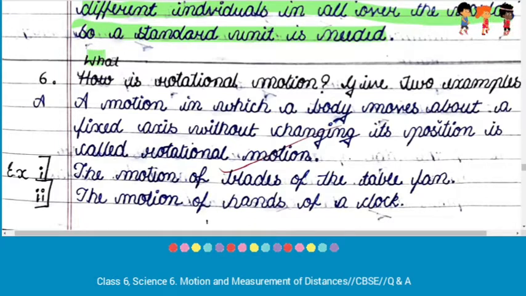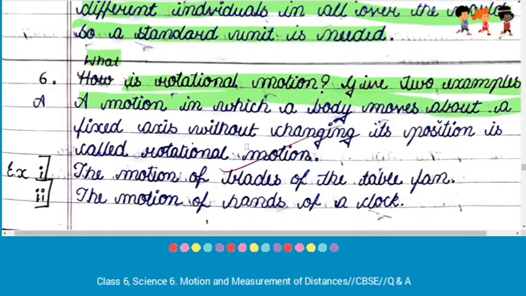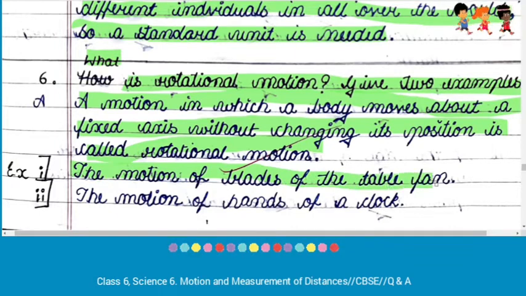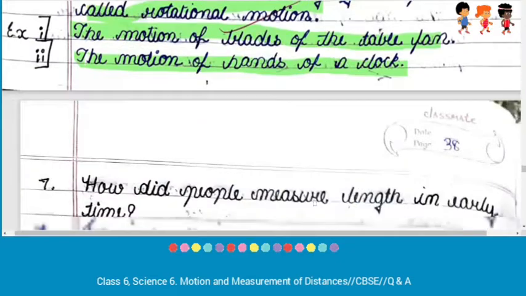Sixth question, what is rotational motion? Give two examples. A motion in which a body moves about a fixed axis without changing its position is called rotational motion. The motion of blades of the table fan is one example. And another example is the motion of hands of a clock.